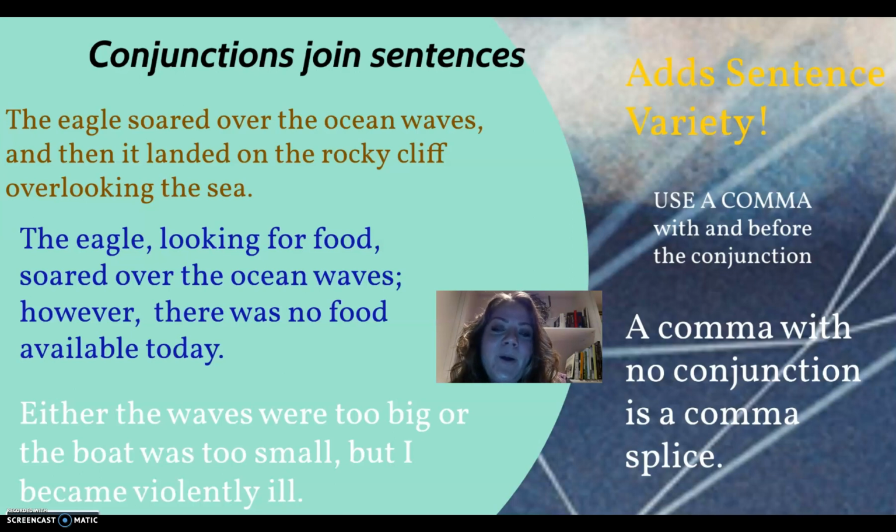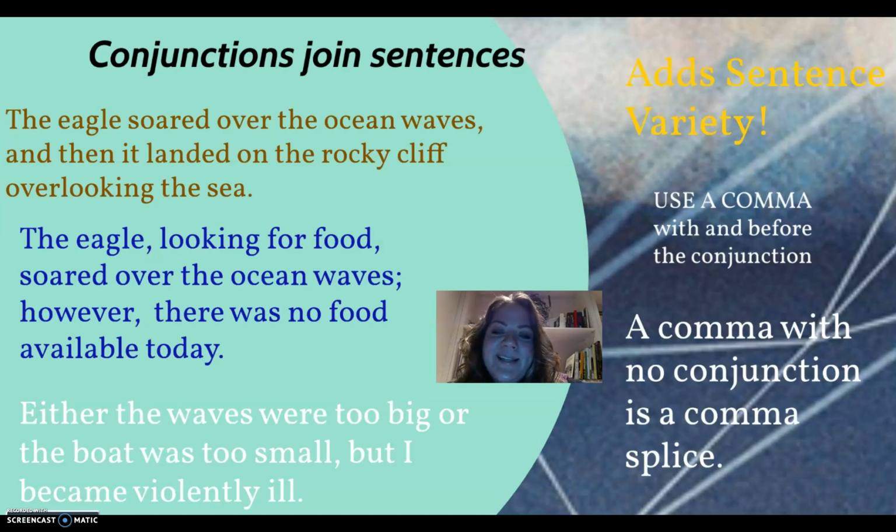When I throw in however or therefore or moreover or another conjunctive adverb, it adds a transition, which is good for writing, and it looks like a complicated sentence to write. It's really not, but that's one way to add sentence variety, is using the conjunctive adverb.